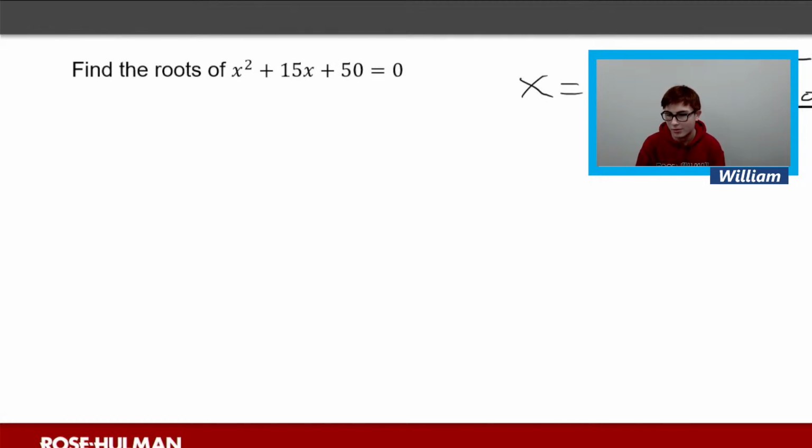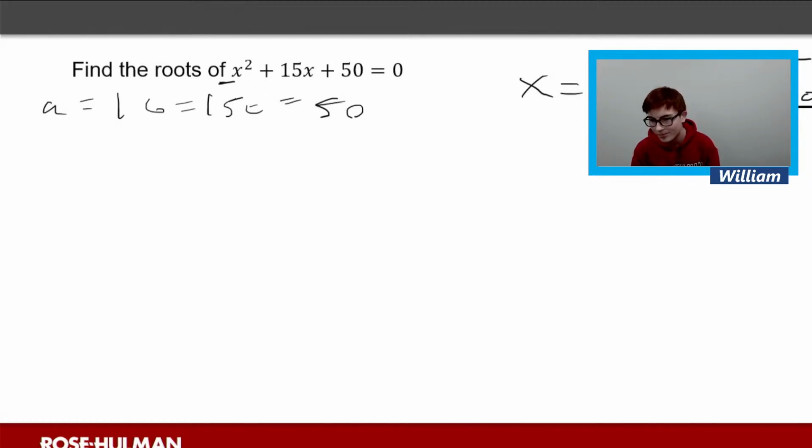So the first thing we're going to do is find our a, b, and c, which are 1, because the coefficient of the x squared is 1, 15, because the coefficient of the x is 15, and 50, because 50 is our last term that we have by itself. If you also notice, all of these are set equal to 0. It's very important we set these equal to 0, because we're finding when the y-coordinate is equal to 0.